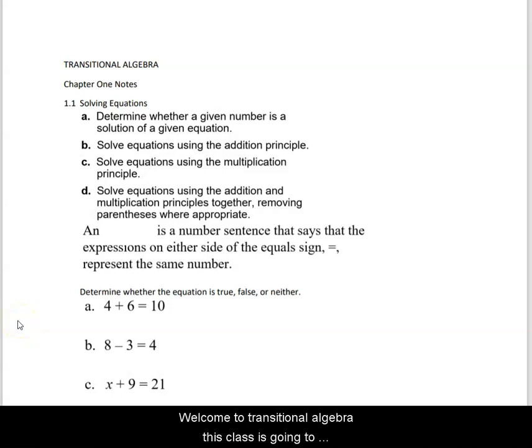Welcome to Transitional Algebra. This class is going to be getting you ready for college algebra. We're going to learn a lot of things this semester. In Chapter 1, we're going to start out in Section 1, solving equations.